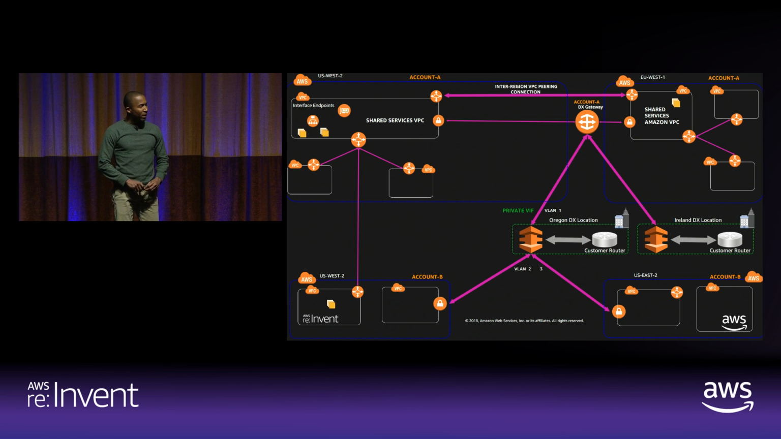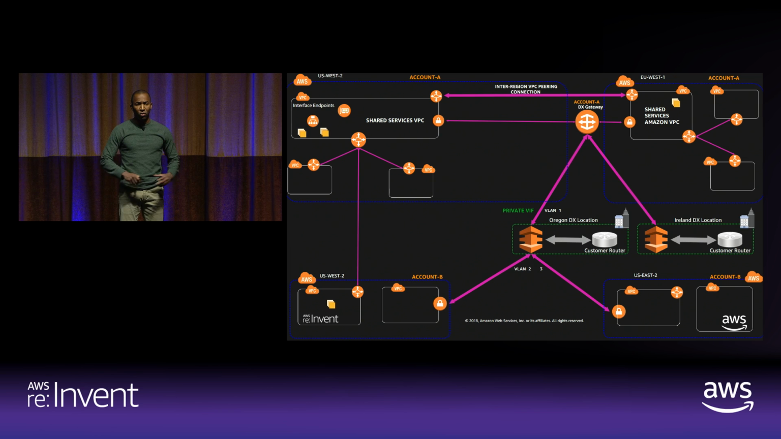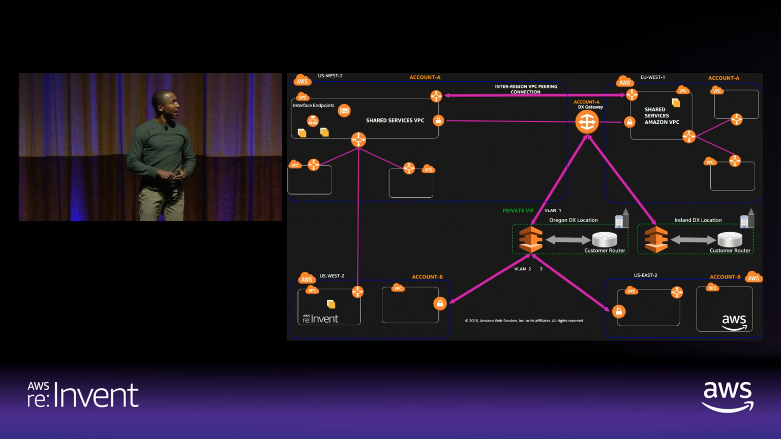Now, what else can I do? Can I access interface endpoints across regions? So if I have a service that I've created and advertised as an endpoint service, and I've created interface endpoints to it, can I then access that through an inter-region VPC peering? The answer is yes.